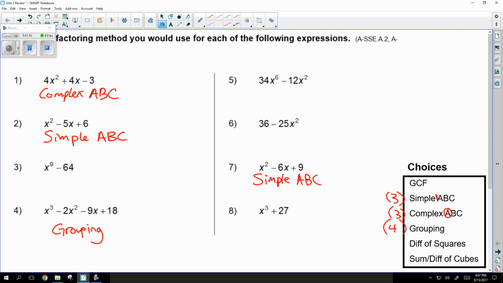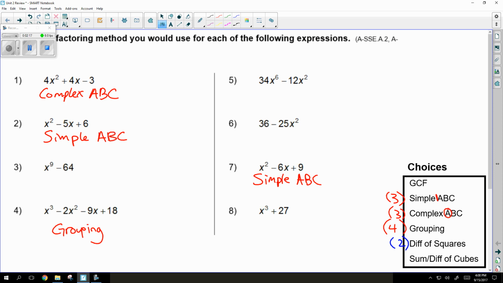The next ones that stand out to me are the binomials. So we have 2 different types. We have difference of squares, and we have sum and difference of cubes. So the difference of squares, I'll go ahead and talk about that one next. The difference of squares, it has 2 terms. So looking at what's left on this worksheet, they all have 2 terms. So I need to give you some more instructions.